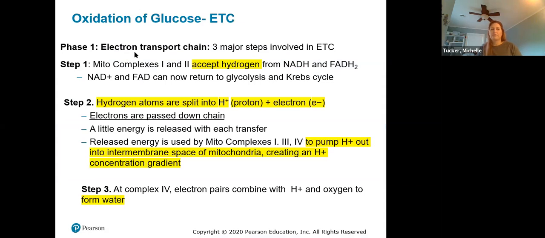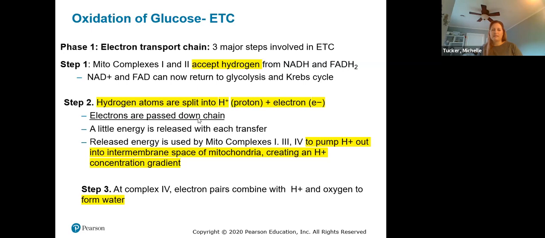So the first step, those mitochondrial complexes 1 and 2 accept hydrogens from NADH plus H and FADH2. NAD and FAD can now return to glycolysis and the Krebs cycle. The second step, hydrogen atoms are split into a hydrogen ion, which is a naked proton. All there is, there's no neutron, no electron. So just a proton and an electron.